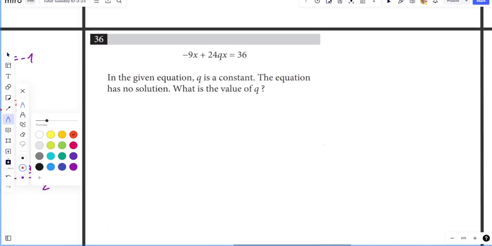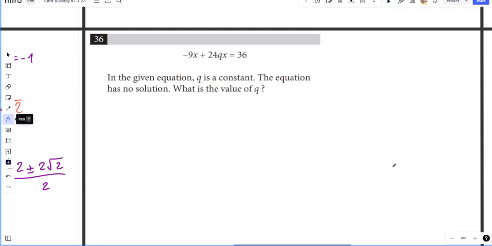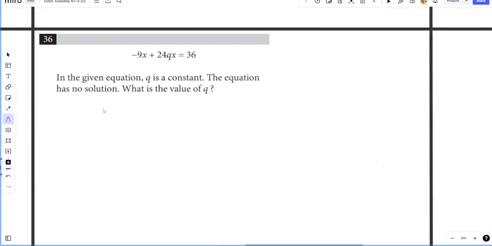Alright, so this is the last one of my questions, and then we'll get into the questions that you guys submitted. In the given equation, Q is a constant. The equation has no solution. What is the value of Q? No solution just means that it's going to be unsolvable, which means that we're going to have some constant equal to another constant. So what I would do here is try to find a value of Q such that everything on the left side cancels out. There's no x's or anything else like that. It just ends up canceling to a constant.